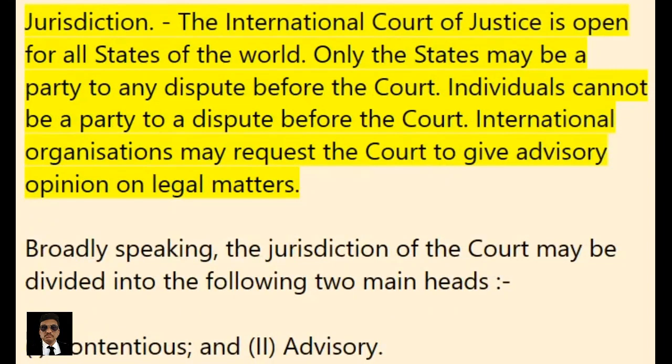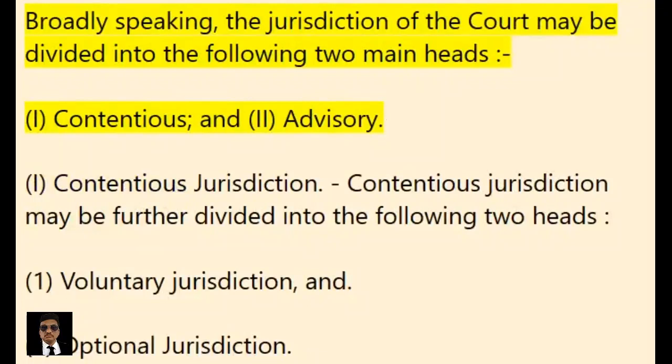Jurisdiction. The International Court of Justice is open for all states of the world. Only the states may be a party to any dispute before the court. Individuals cannot be a party to a dispute before the court. International organizations may request the court to give advisory opinion on legal matters. Broadly speaking, the jurisdiction of the court may be divided into the following two main heads. 1. Contentious and 2. Advisory.